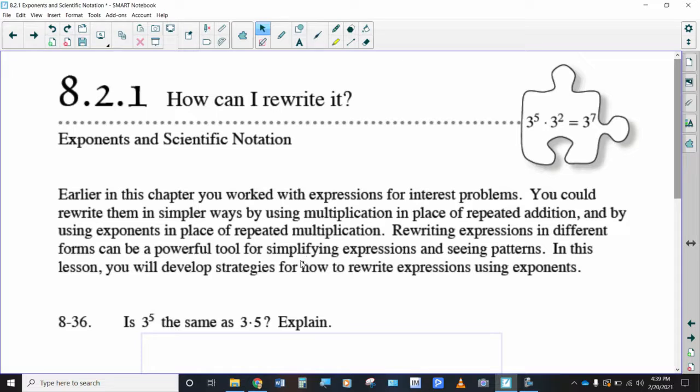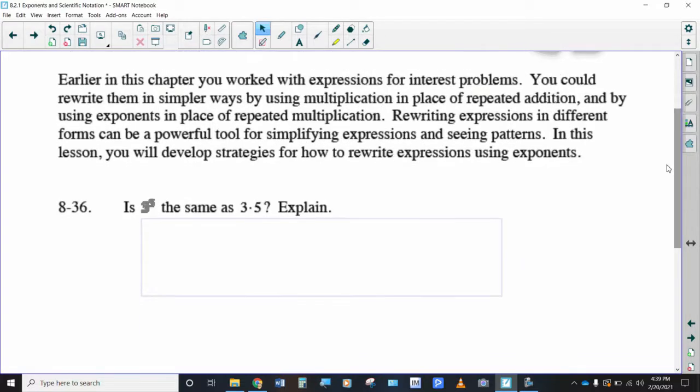In this lesson, you will develop strategies for how to rewrite expressions using exponents. All right, so the first question for reflection. Is 3 to the 5th power the same as 3 times 5? Because that's a common mistake students make.